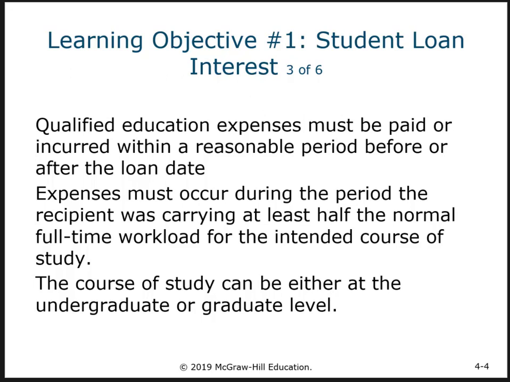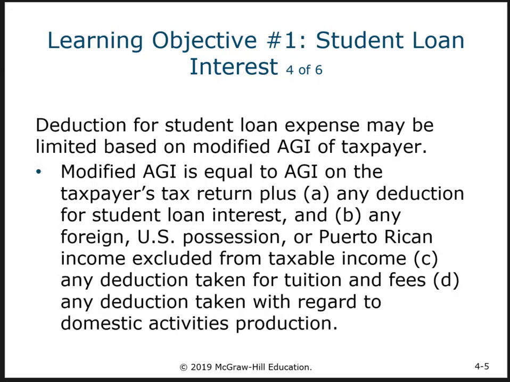It's got to be somehow related to the loan. You can't say that you took out a loan and then paid for the expenses years later. And it's got to be while you're a full-time student. It can be undergraduate or graduate, doesn't matter. But you have to be working towards some type of a credential.